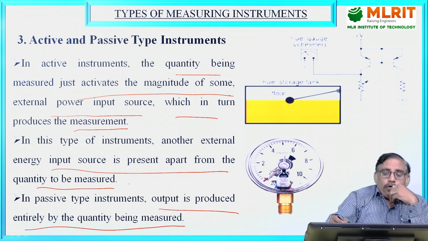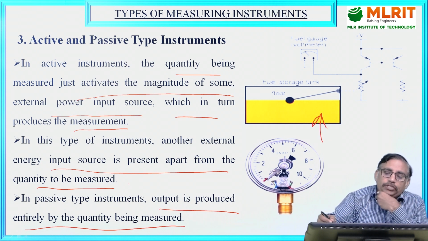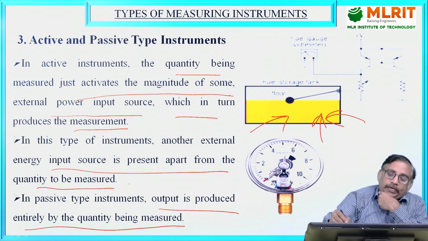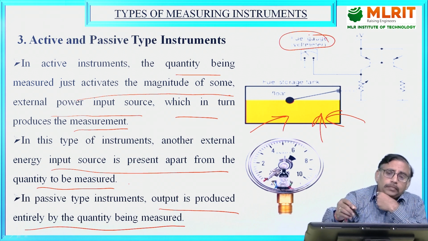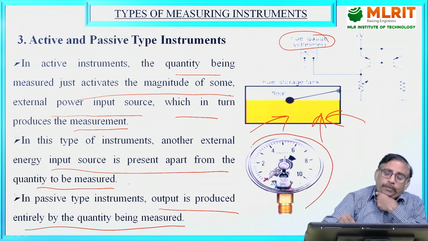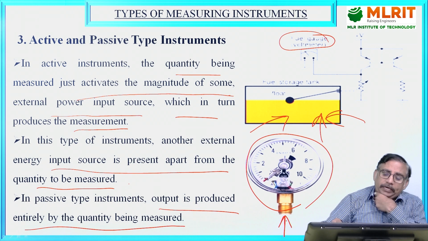So if a float is there, right? So active and passive. Whenever the liquid is being increased or whenever the liquid is being filled in, then the float will be moving up such that it will be giving us the fuel gauge meter reading. Here a direct gauge will be there. Whenever the pressure is being applied at this point, automatically the gauge reading will be given.